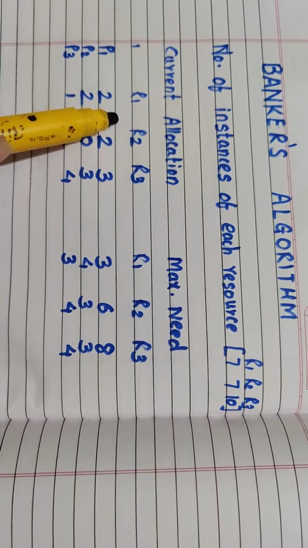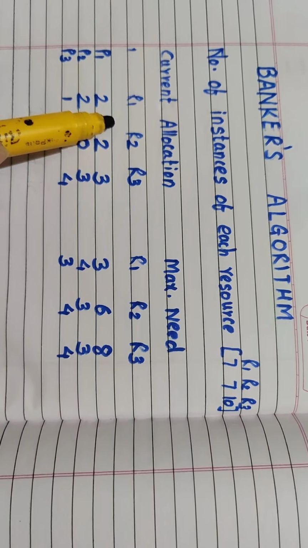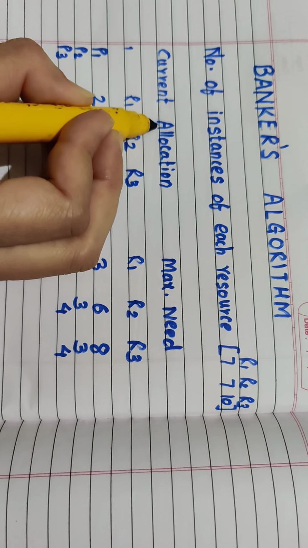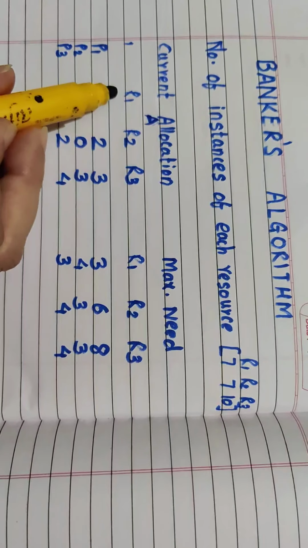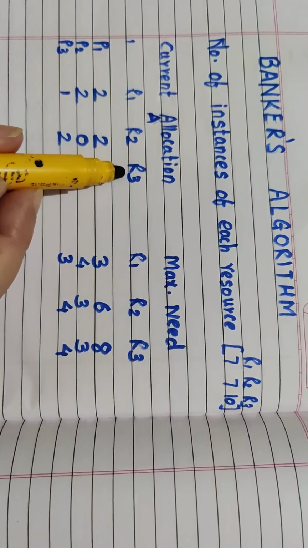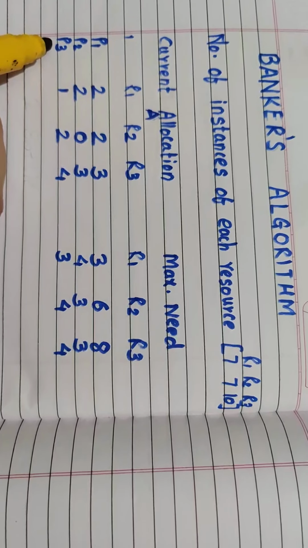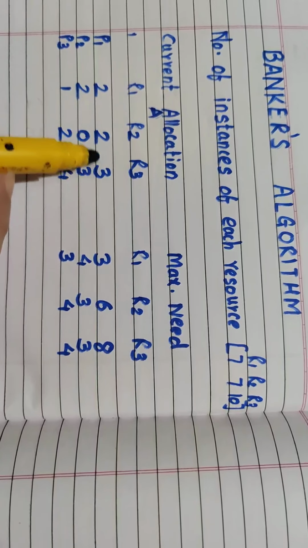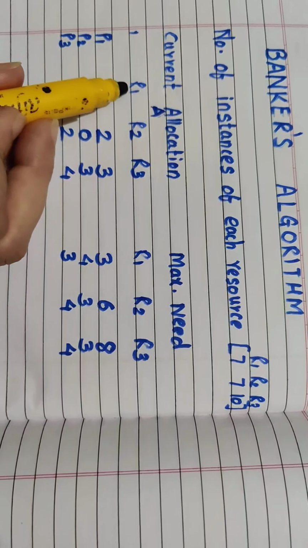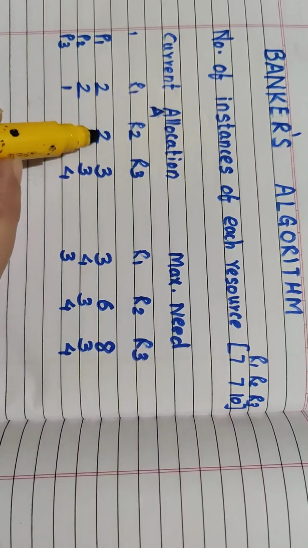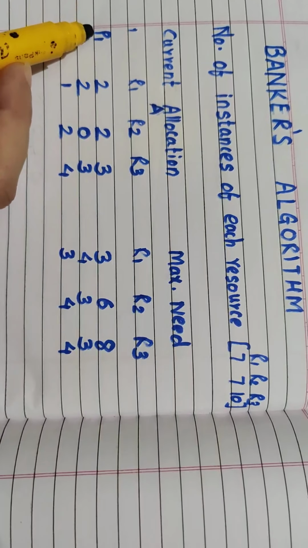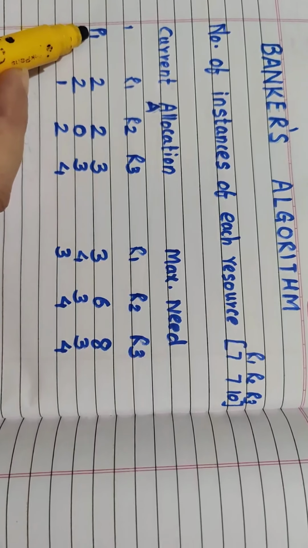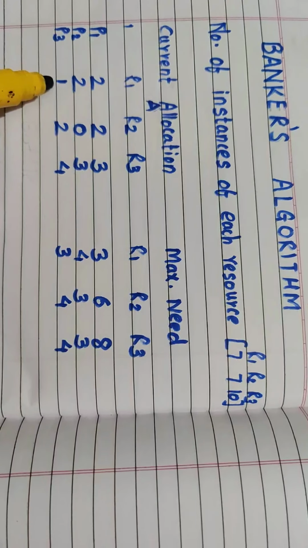Now the next given thing is the current allocation matrix. Let's suppose we call it A. Here 3 resources are there, R1, R2, R3, and 3 processes are there, P1, P2, P3. So allocated resources are 2, 2, 3 for P1. That means 2 instances of R1 are allocated to P1. Similarly, 2 instances of R2 are allocated to P1. Similarly, 3 instances of R3 are allocated to P1, and likewise for P2 and P3.